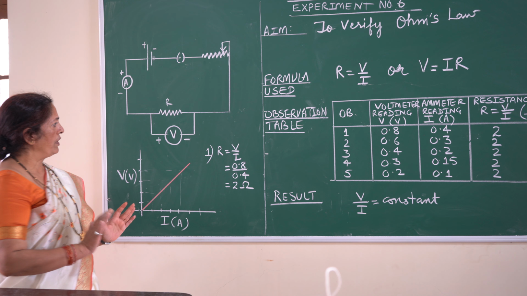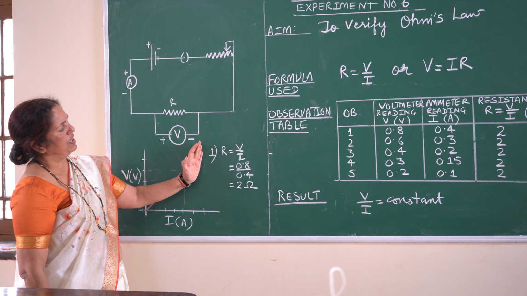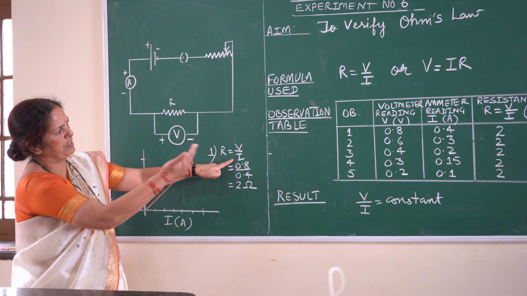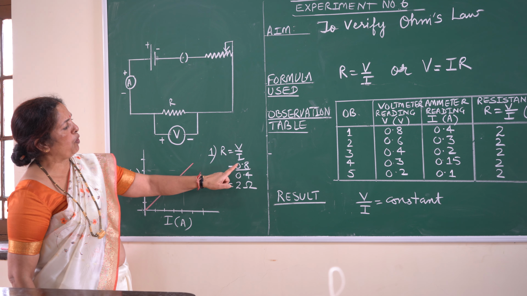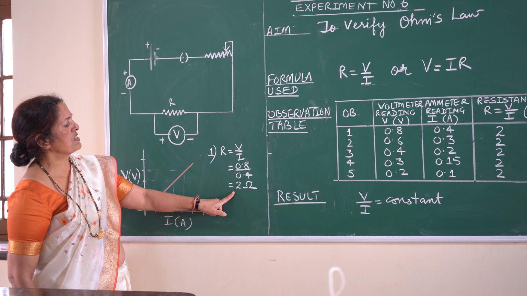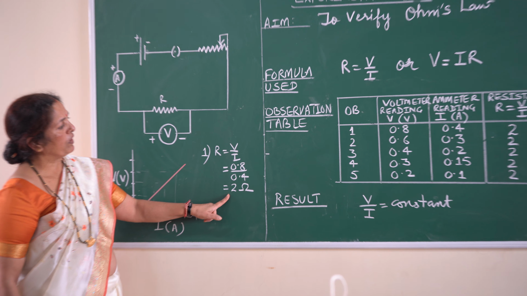For your calculations, you are going to use the same formula, R is equal to V upon I. I have taken the first reading for calculation. So 0.8 divided by 0.4, my value of resistance comes out to be 2 ohm, right?